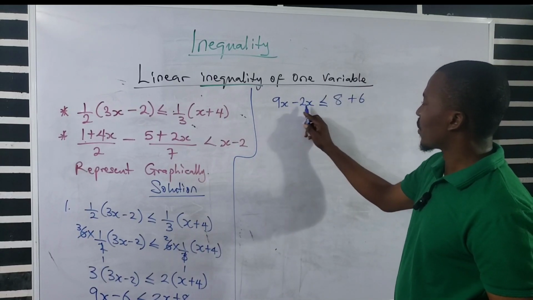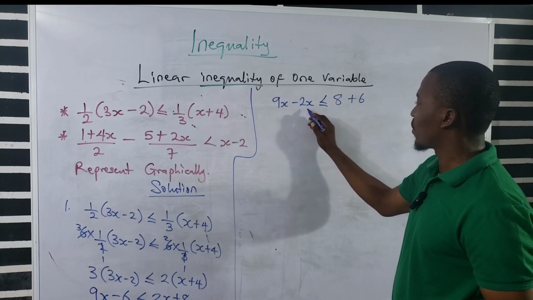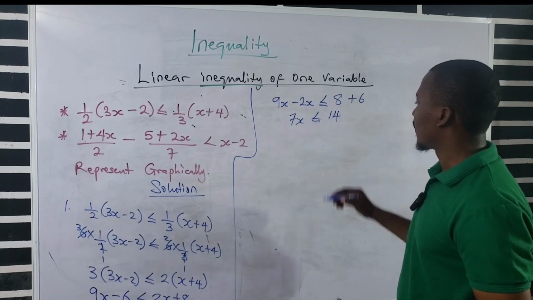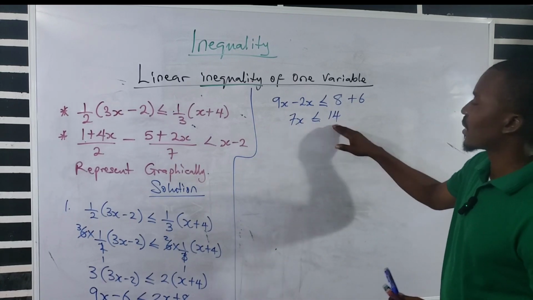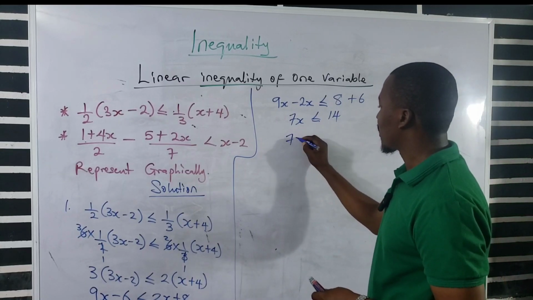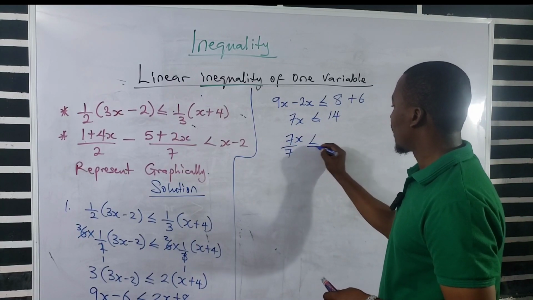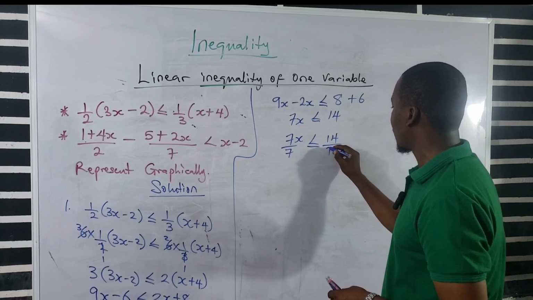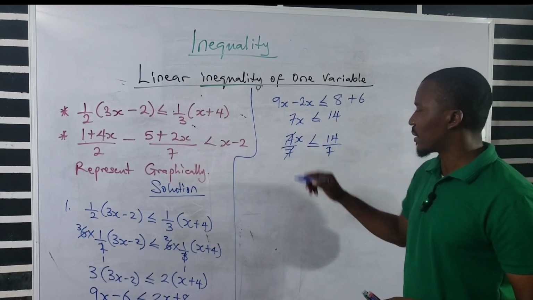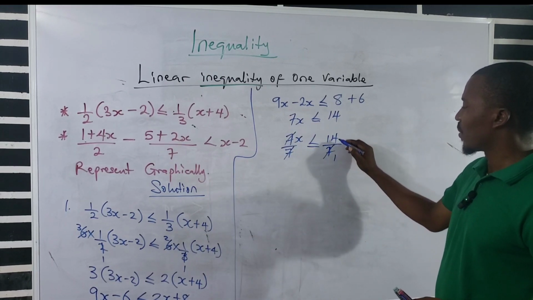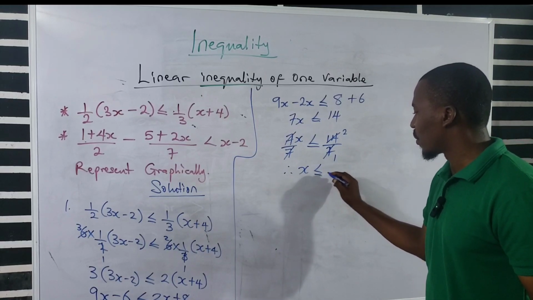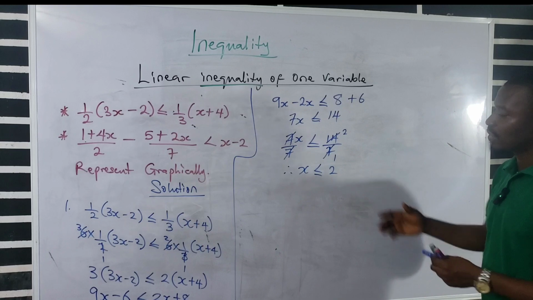So 9x minus 2x will give me 7x less than or equal to 14. So all I need to do is to divide both sides by 7. That will give me 7x over 7 less than or equal to 14 over 7. Now we can cancel out the 7 here. So 7 here will give me 1, 7 here will give me 2. So I have x less than or equal to 2. So I have gotten my answer.